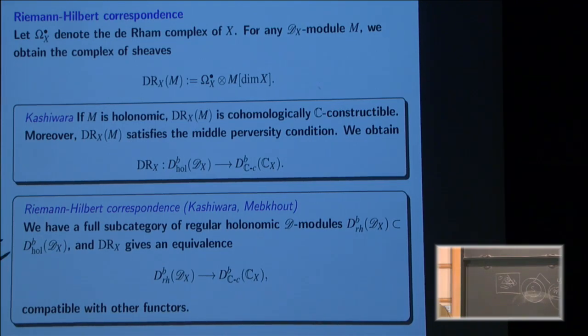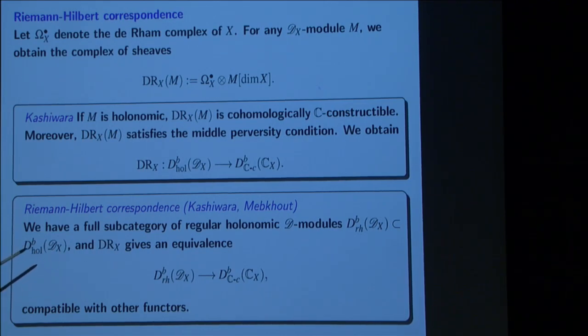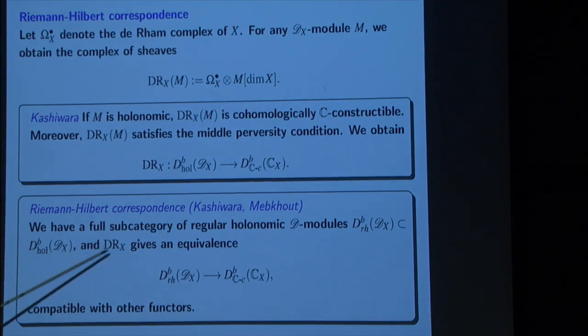So then Kashiwara and Mebkhout introduced the full subcategory of regular holonomic D-modules, and they proved that the de Rham functor gives an equivalence of the category of cohomologically regular holonomic complexes of D-modules on X, and the constructible complexes. I don't explain the precise definition of regularity, but regularity is a generalization of Fuchs type ordinary differential equations. I mentioned the holonomic D-module is a generalization of ordinary differential equations.